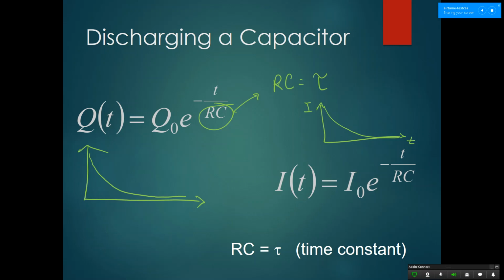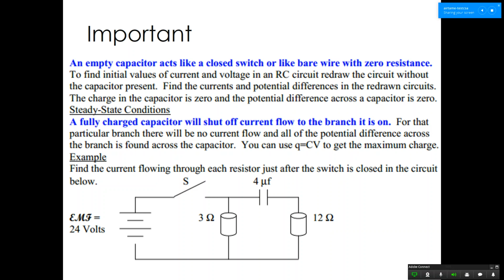Okay, so here, this is important. We're going to read this part together. This is kind of like the gist of everything, okay? An empty capacitor acts like a closed switch, or like a bare wire with zero resistance, okay? To find the initial values of the current and the voltage in an RC circuit, you have to redraw that circuit without the capacitors present and a bare wire in its place, all right? Then find the current and the potential differences in the redrawn circuit. The charge in the capacitor is zero. The potential difference across the capacitor is zero. This is how we're going to solve those problems. You need to remember everything in this little paragraph. I would put a star on this page because it really does help in solving a lot of these problems.